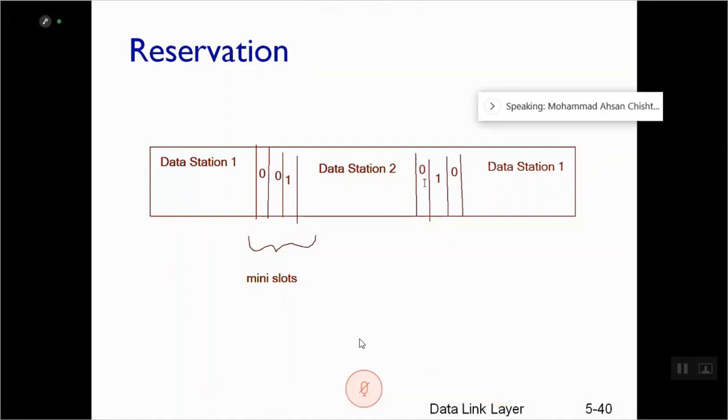So in other words, when a station needs to send the data frame, it makes a reservation in its own mini slot. After that, it can send the data frame, as simple as this. In which you mention that yes, I will be sending, this is my mini slot, I'm reserving, I will be sending the data. And this time is divided as per the time slots. I think that should be it for today.